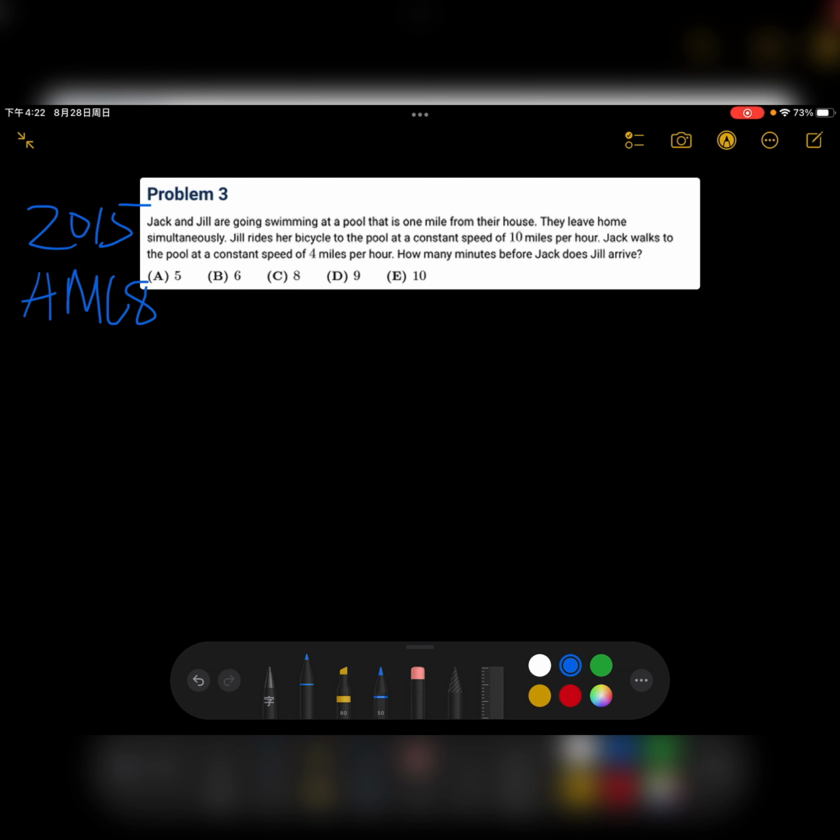Okay, so we have that the pool is 1 mile from their home. Let's start with Jill. So Jill rides 10 miles per hour. But it's only a 1 mile distance, so we can put that as 1/10. And then since everything is in miles per hour, we want to convert everything to something over 60. And then 1/10 equals 6/60.